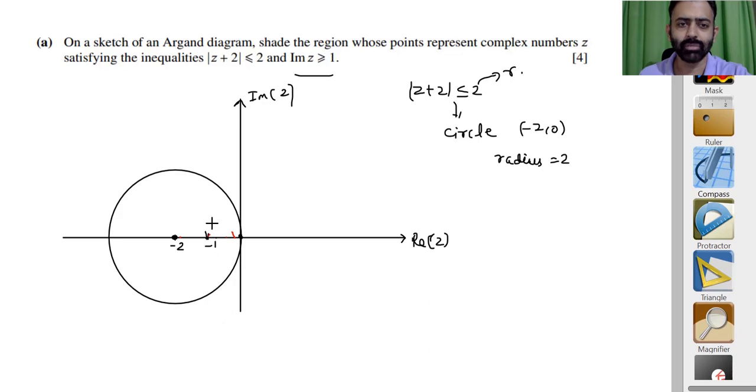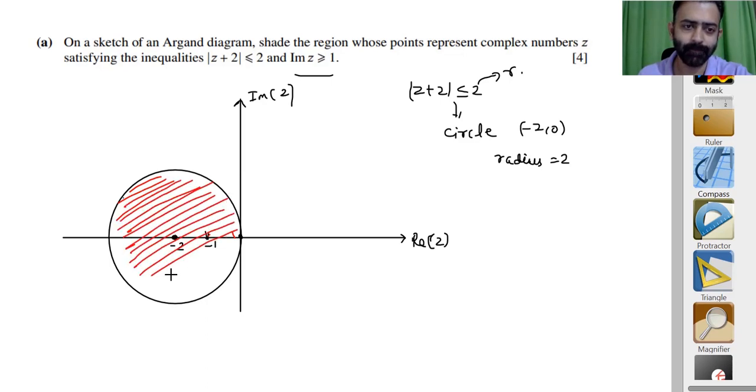Now it says that modulus of z plus 2 should be less than 2, meaning that it is asking for the region which is lying inside this circle. So basically this region denotes modulus of z plus 2 less than 2. All the points which are lying inside this circle satisfy this inequality. This is not the required region, but as far as this inequality is concerned.